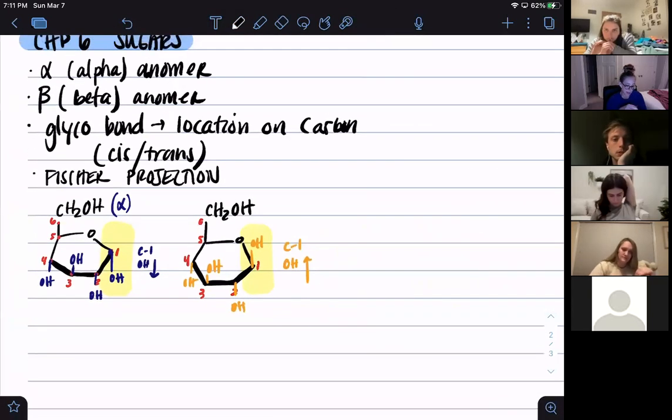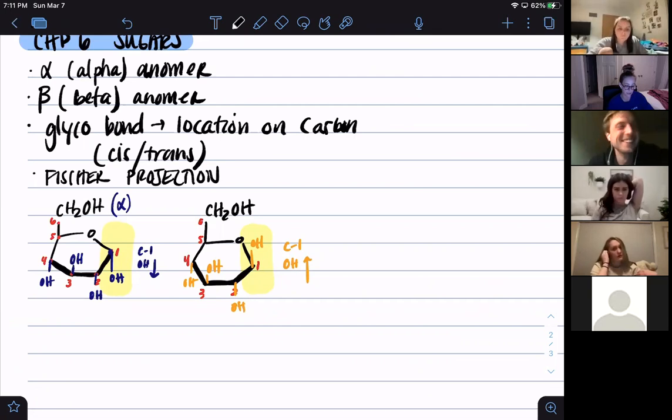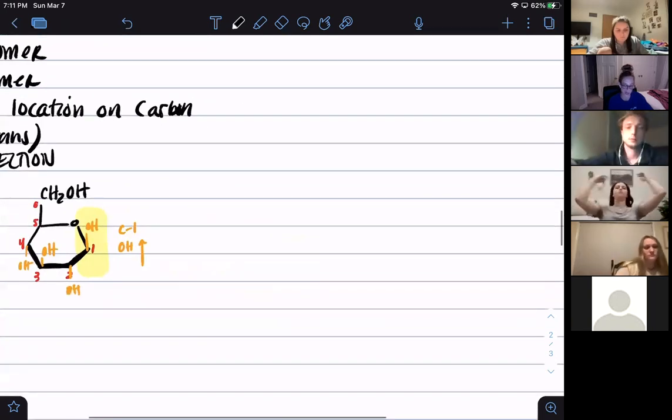As far as cis and trans go, the only thing I really want you to know is what it means to be cis or trans. I don't think he's going to ask you cis or trans in terms of alpha and beta sugars, but Mastering Chemistry kind of does that. And if you look at other practice materials or other TAs, they may talk about that. You don't need to know that for the exam. The only thing cis or trans may come up on is if we're talking about structural isomers.